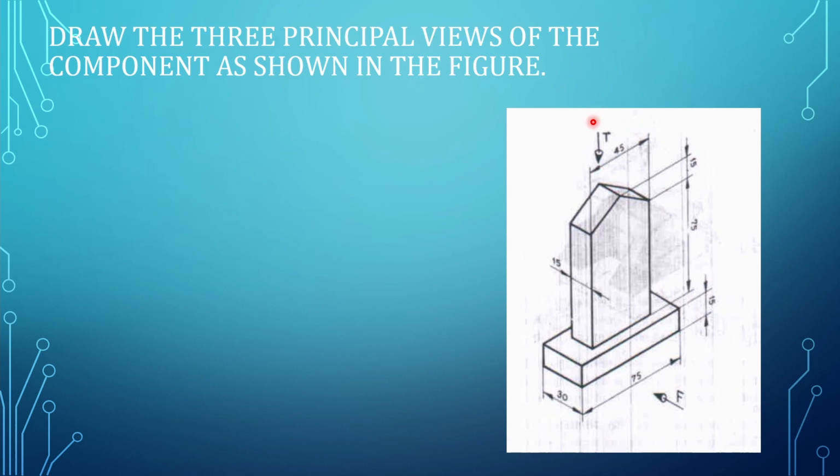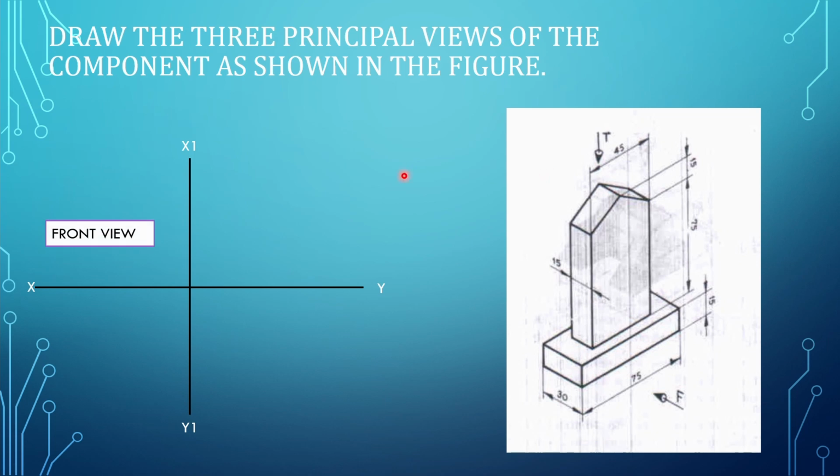And also when we see the figure in the top view, in the first angle projection, the top view will be drawn below the front view, and also the left view. So when an observer sees the object in the left view, its image will be seen on the right side of the figure. So you can see here, this is our XY line. Front view will be seen on the left side, top view will be seen below the front view, and then left view will be seen to the right of our front view. So now let's draw the component.